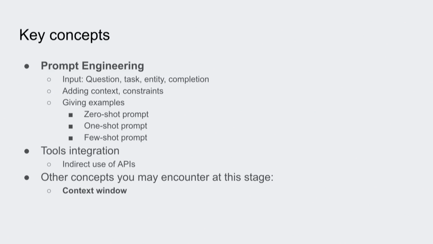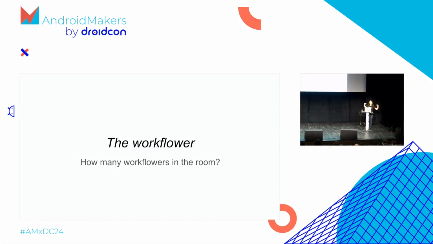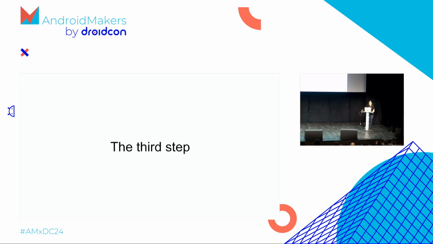So I call those people the workflowers, people that have a better understanding of prompt engineering or have used GitHub Copilot, Notion, and so on. So how many workflowers do you have in the room? Maybe, okay, not that many, maybe 20%, thank you. So let's go further. Let's take the third step.